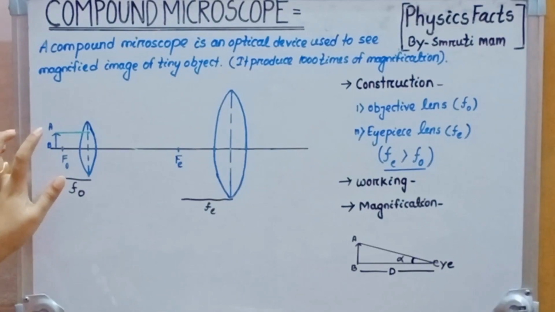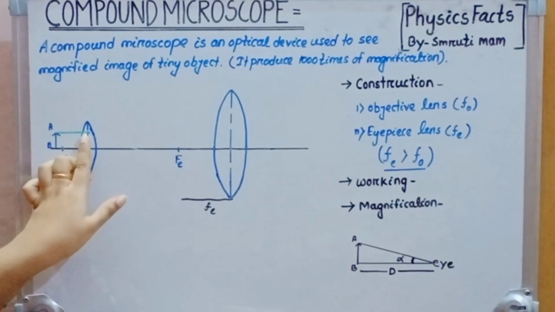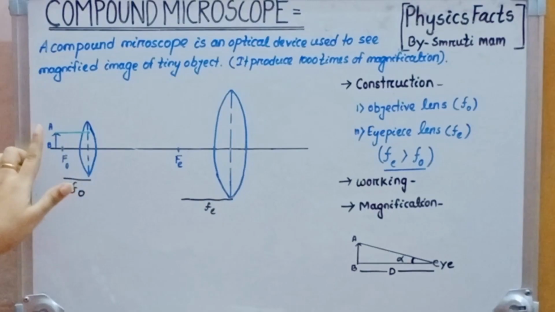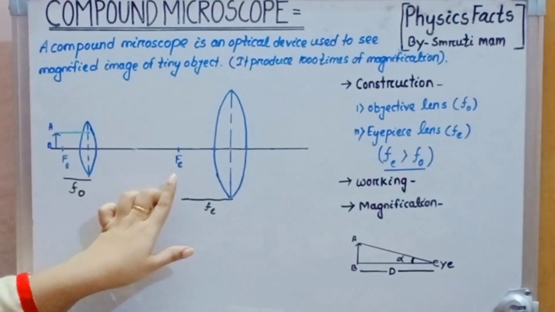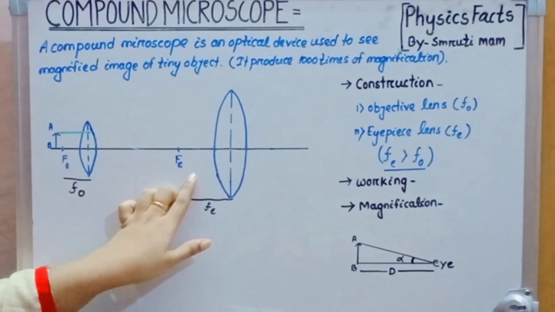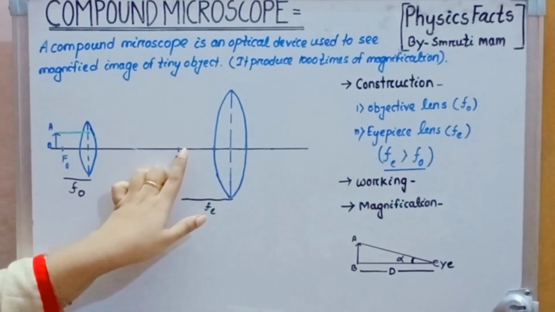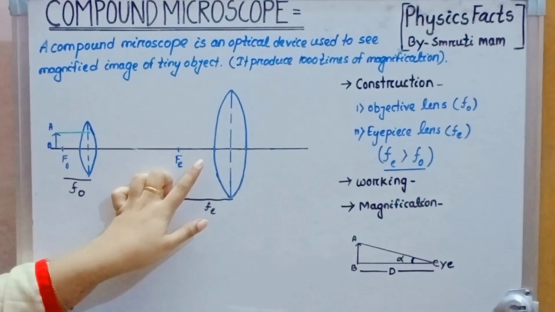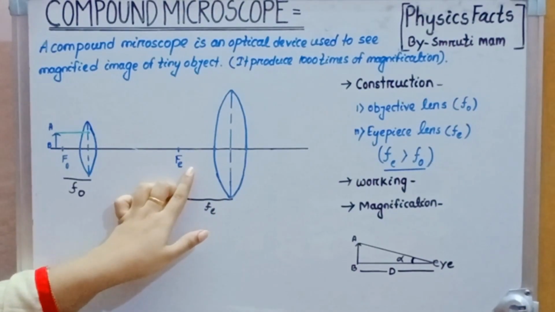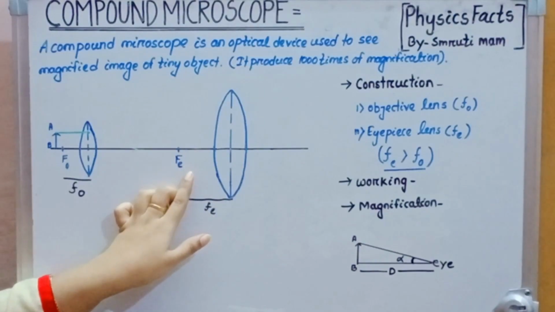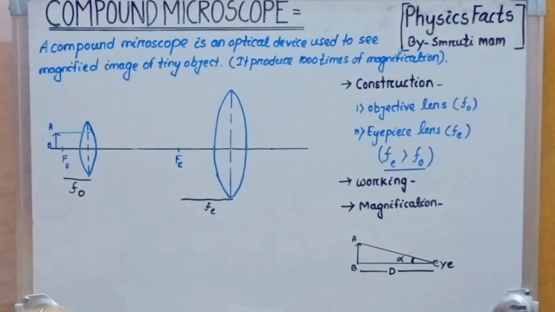Okay, you take that one ray is parallel to the principal axis and goes through the focus, and another ray goes through the center of curvature. The two rays meet at a point. At that point, the image is produced, and that image is produced within the focus of the eyepiece lens. Remember where the image is produced: within the focus of the eyepiece lens. So first you draw the image so that no error is produced.